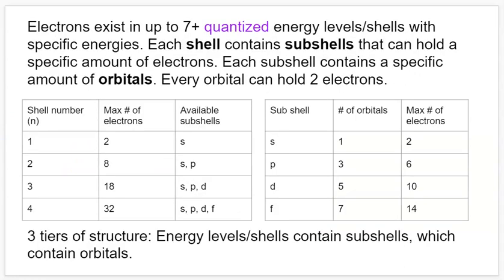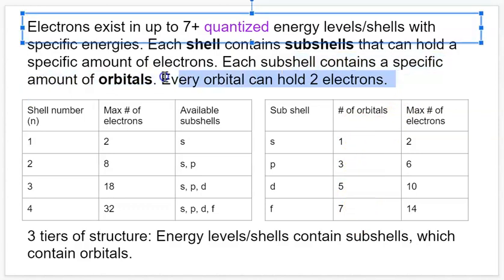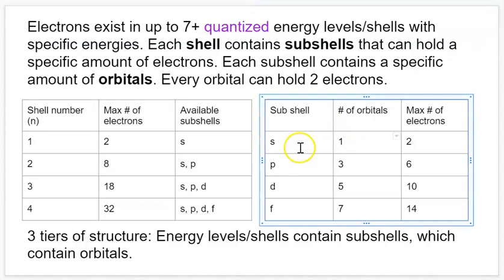Now, to go back to this complicated table here, let's first refer to our legend on the side. So there's S, P, D, and F subshells. The number of orbitals they contain are 1, 3, 5, and 7, respectively. And each orbital can contain a maximum of 2 electrons. So if we're looking at an S subshell, we have 1 kind of orbital for S, which means that an S subshell can hold a maximum of 2 electrons.